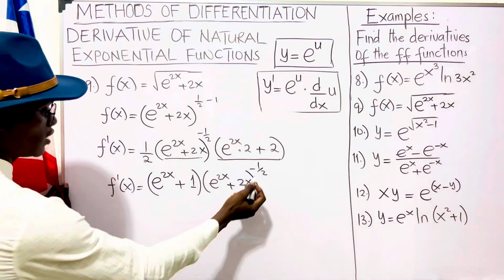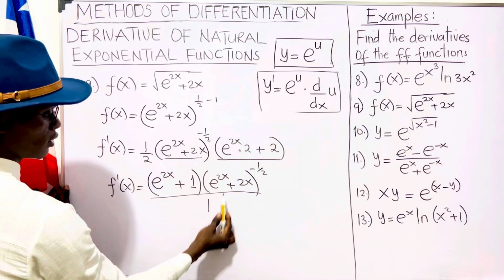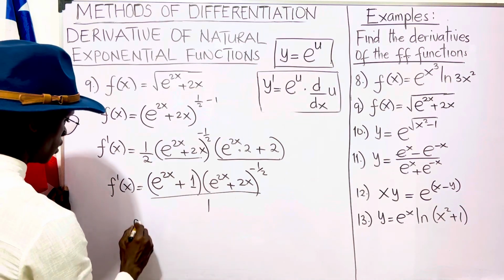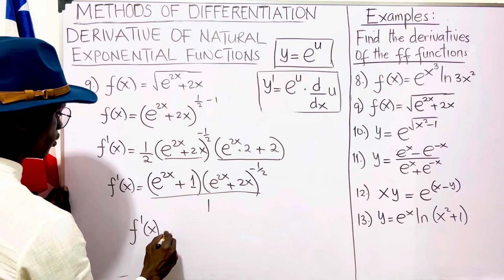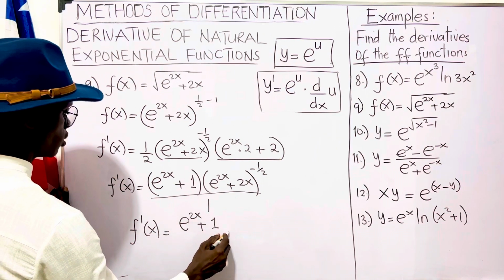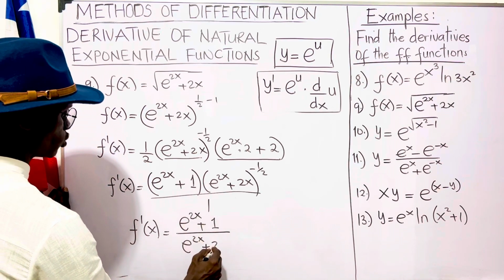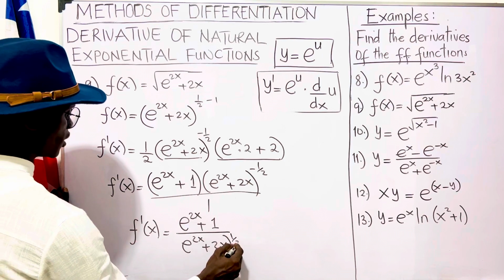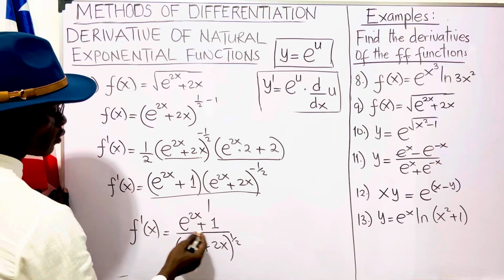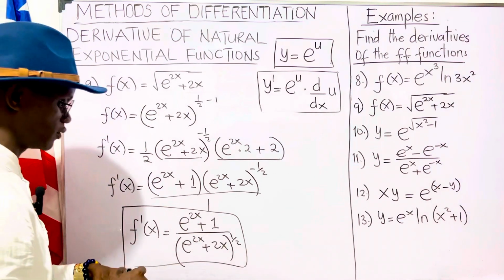So we can decide to make this positive by reciprocating. That is, this goes in the denominator. So we have f prime of x is equal to e raised to the power 2x plus 1, all over e raised to the power 2x plus 2x, raised to the power positive half. Or you can take the square root of it. So this is it. This is how we find the derivative of this function.